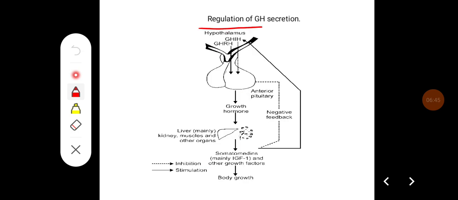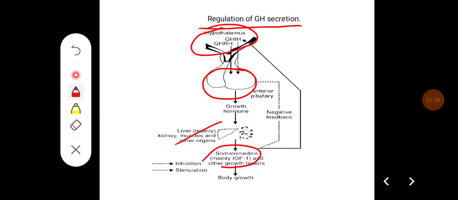And this is how growth hormone secretion is regulated. Growth hormone is regulated mainly by the hypothalamus by growth hormone inhibiting hormone and growth hormone releasing hormone, which inhibit and increase the secretion of growth hormone from anterior pituitary respectively. Then growth hormone stimulates the liver to produce somatomedins, and somatomedins, by negative feedback, decrease the release of growth hormone, and they also stimulate the growth hormone inhibiting hormone from hypothalamus.